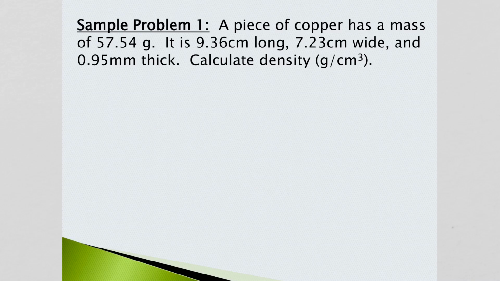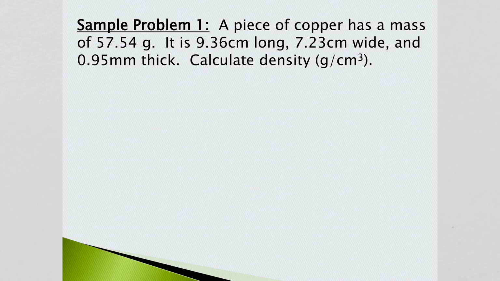Okay, in sample problem number 1, a piece of copper has a mass of 57.54 grams. It is 9.36 centimeters long, 7.23 centimeters wide, and 0.95 millimeters thick. Calculate the density in grams per centimeter cubed. Your first step in this problem is going to be to organize your information.